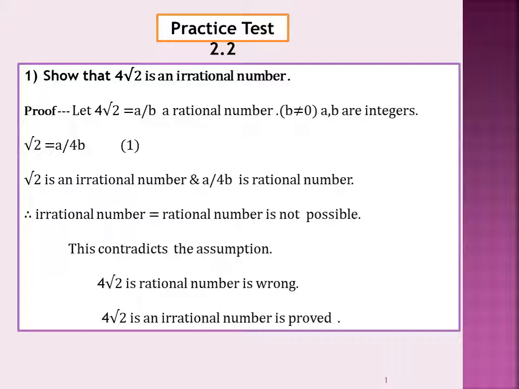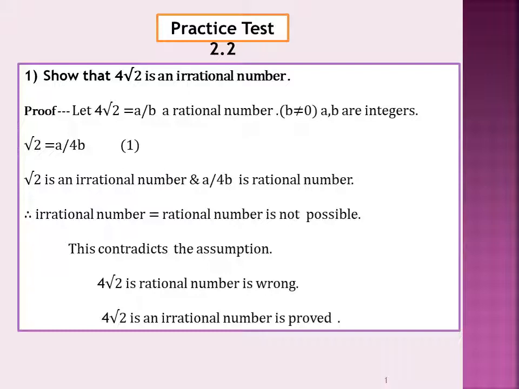In the last lecture we saw that root 2 is an irrational number, and how to prove it by proof. Today we are taking the same type of sums again, but here we will solve by the contradiction method. What is the question given? See, show that 4 root 2 is an irrational number.